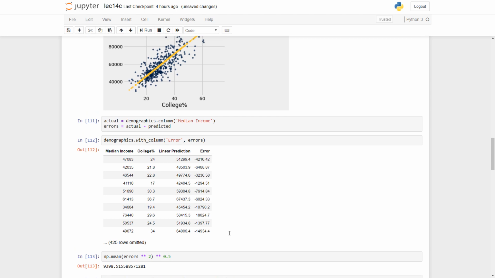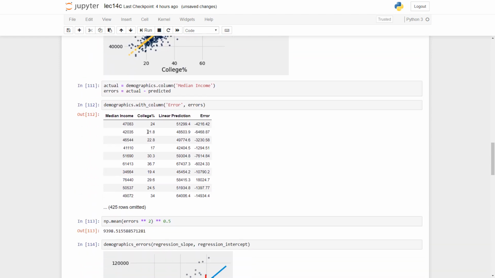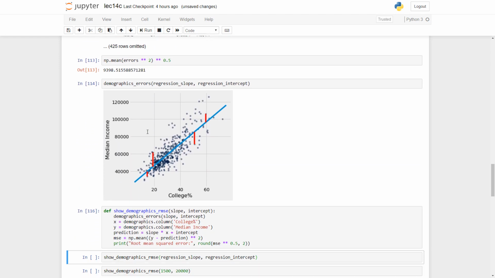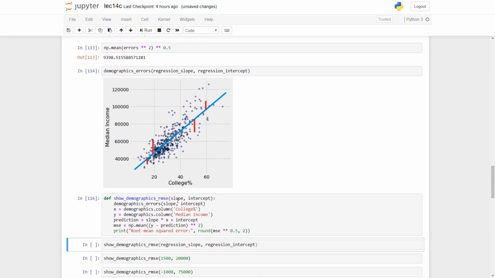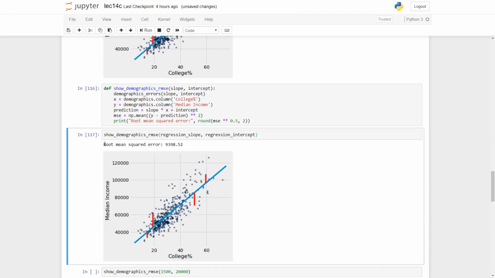So where's the regression slope and regression intercept? These are the values that we got earlier. Okay, so we will use them to plot the regression line along with the errors and along with the root mean square error. So that's the same plot, but additionally we got the root mean square error.